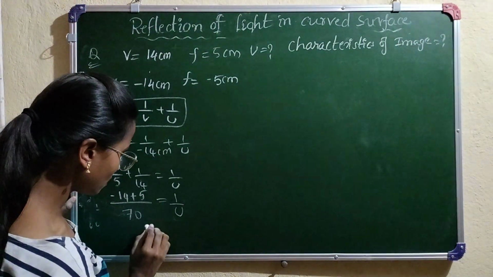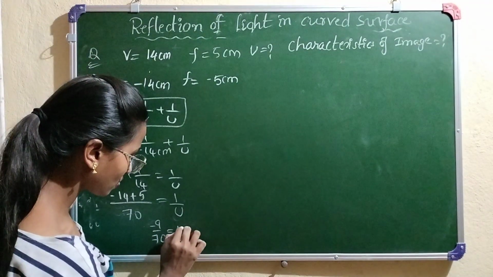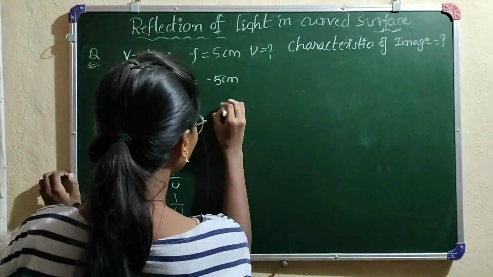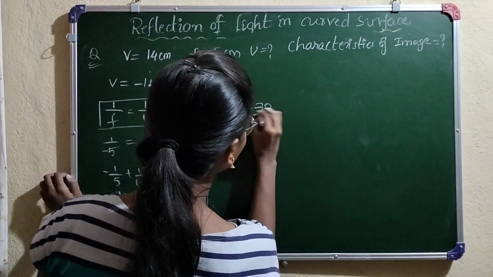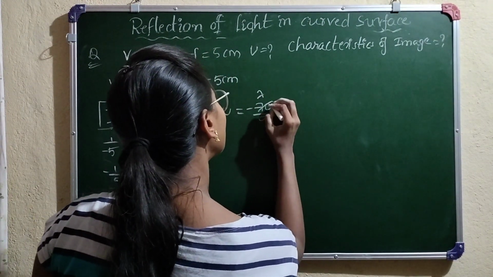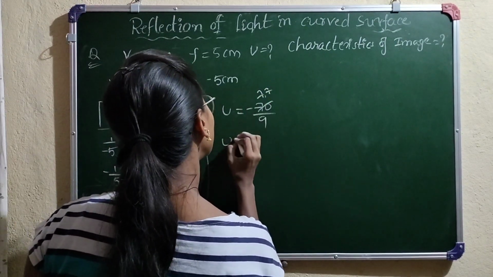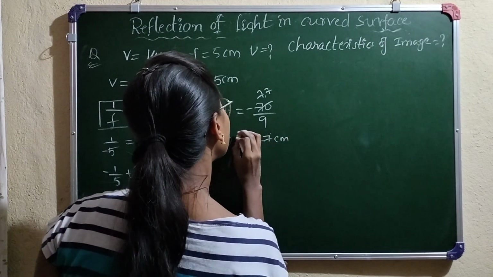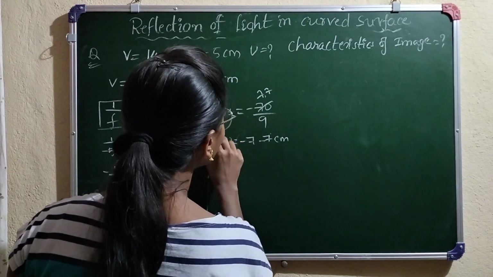So the answer will be how much? Minus 9 by 70. So we need the u value, not 1 by u value. I already said u. So now u is equal to minus 70 by 9. So 9 sevens are 63, so again 7 will be left. 7.7. So u is 7.7 centimeters, which is minus. Okay, u is minus 7.7 centimeters.